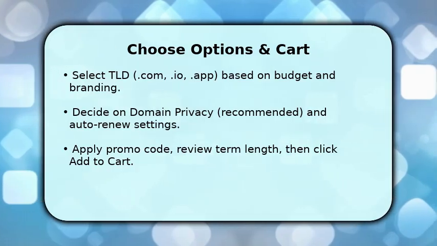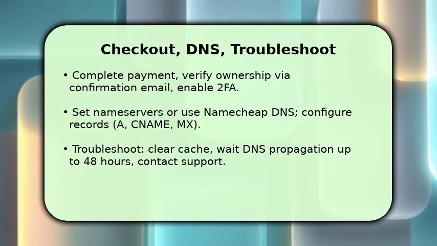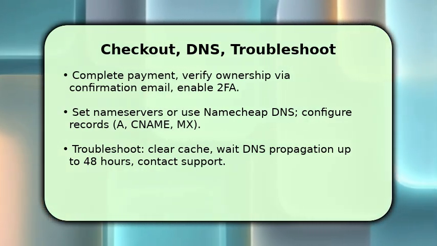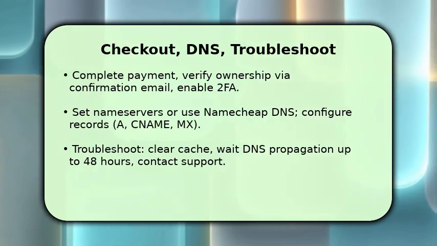This step prevents suspension. Enable two-factor authentication on your account for security. Then choose name servers, either Namecheap's default or your hosting provider's, and configure DNS records like A, CNAME, and MX for your website and email.